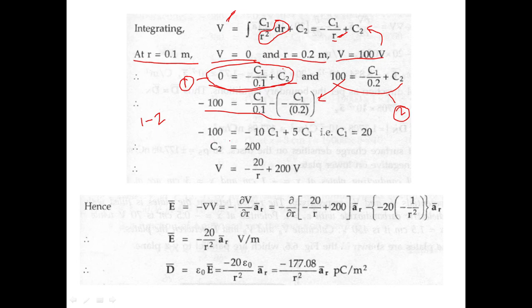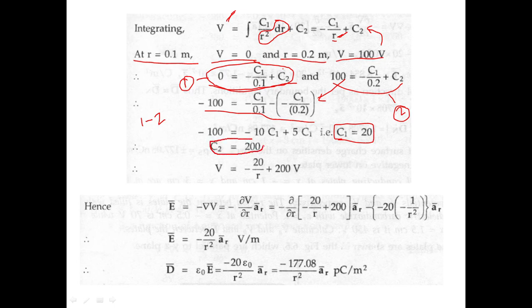So minus 100 is equal to minus 10 C1 plus 5 C1, since 1 by 0.1 is 10 and 1 by 0.2 is 5. That is, C1 is equal to 20. So we got C1. Next we have to find C2. C2 will obviously be 200 from this equation. So C2 we got as 200.